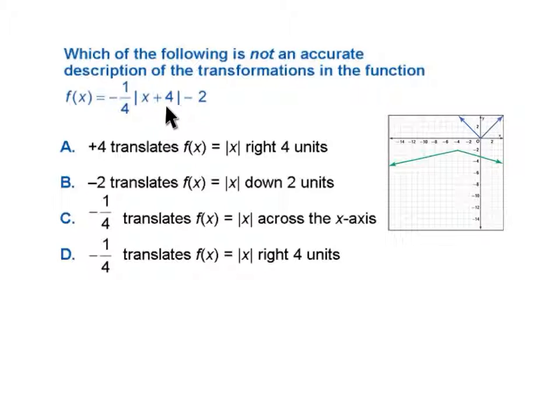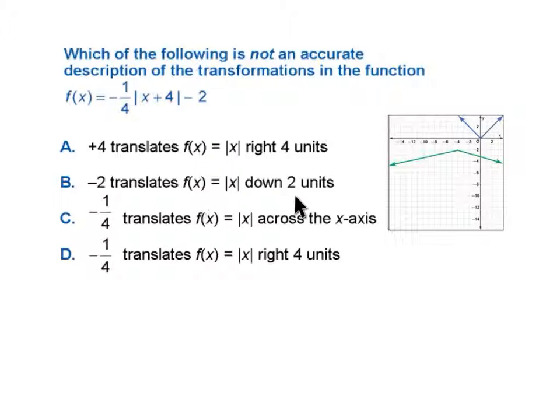This moves it to the left, right? A plus on the inside moves it to the left, and a negative on the outside moves it down. So we can see that it moves it down. We can see that it moves it left. Okay, so this is what this translates into, right? So we have plus 4 translates f of x right 2 units. Nope, that's not true. That's left.